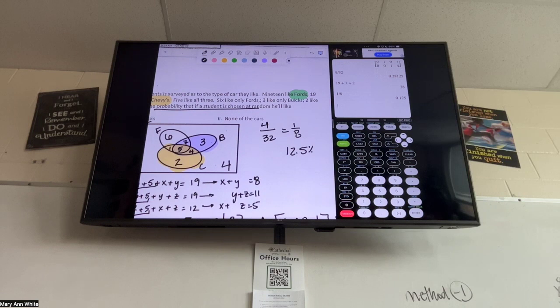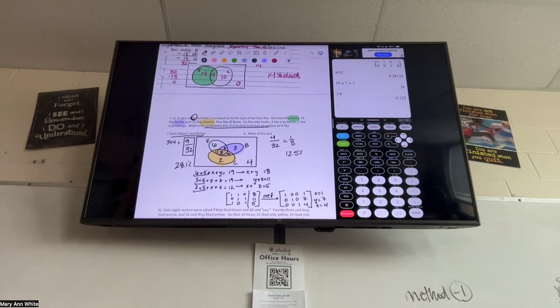Let's see if we can do the next problem. Do you think you can try and set it up on your own? Okay, see if you can set it up on your own. I'm gonna try and do it silently up here, so you can still see it without me talking you through it.